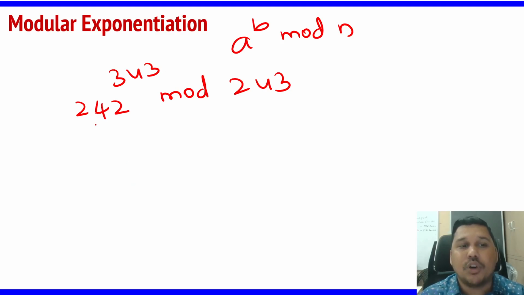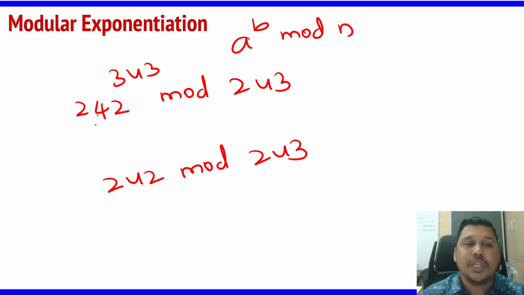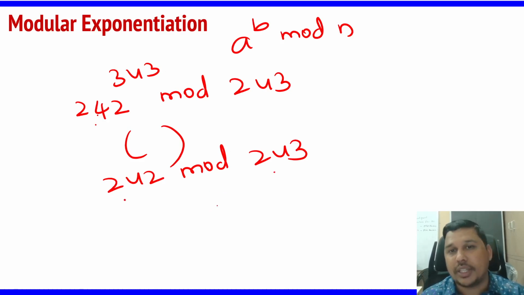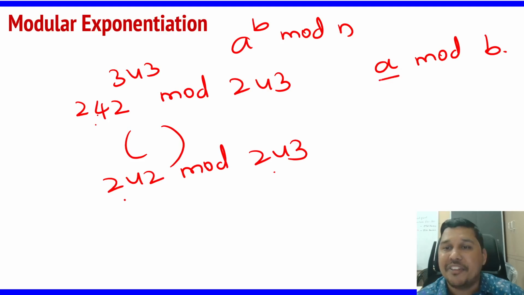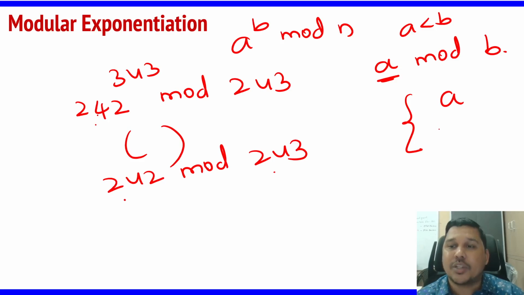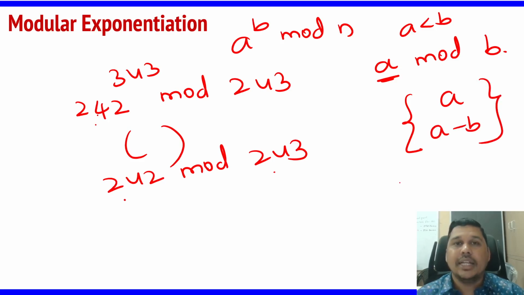Whenever you want to find out 242 power 343 mod 243, you first find out what is 242 mod 243. You skip the exponential part. What is 242 mod 243? If you are having a mod b, and a is a smaller number, mathematically it produces two outputs for us. If a is less than b, one of the answers could be a as it is, the other answer could be a minus b. These two will be the answers.